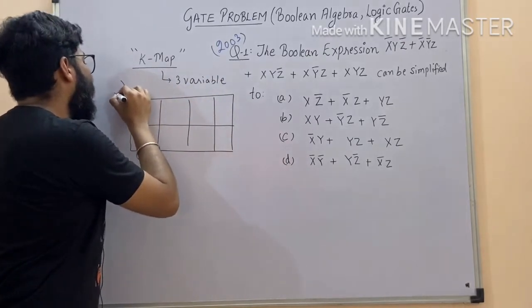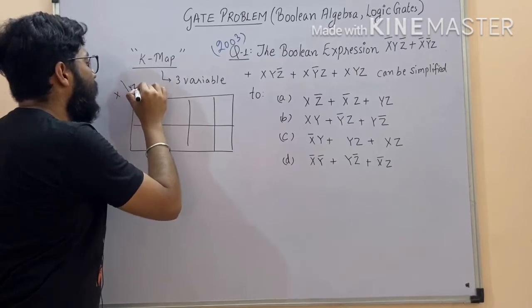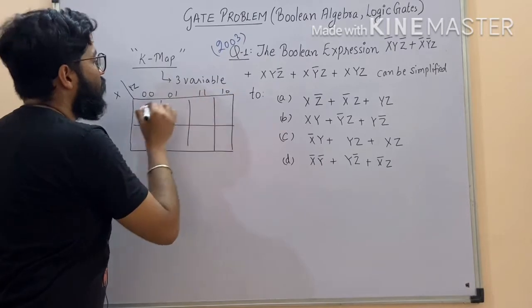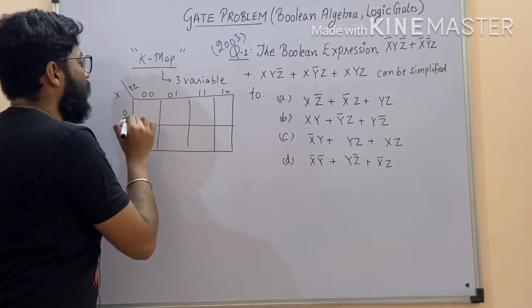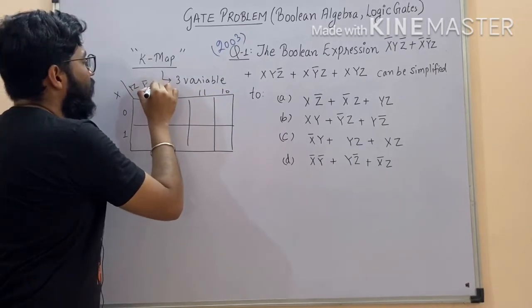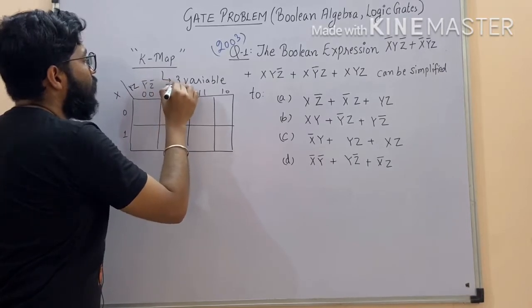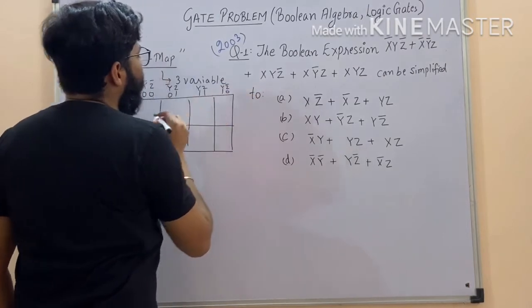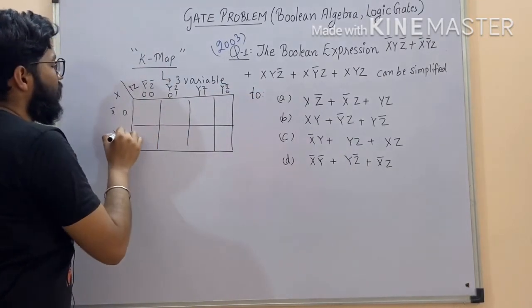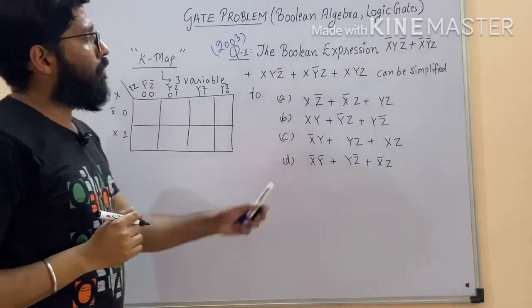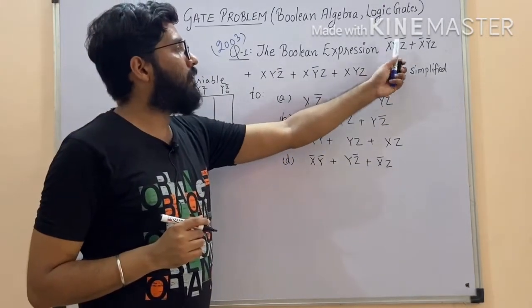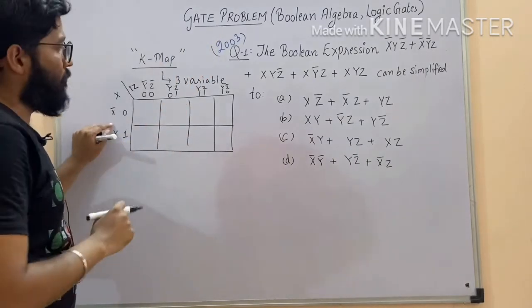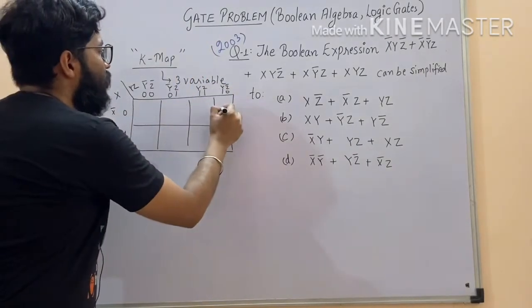You have to write here x, and here y, z. This is 0 0, 0 1, 1 1, 1 0, and 0 and 1. You have to write y complement z complement, y complement z, this is y z, and this is y z complement, this is x complement, this is x. Now you have to see x complement y z complement. X complement is this and y and z complement is this. You have to write here 1.